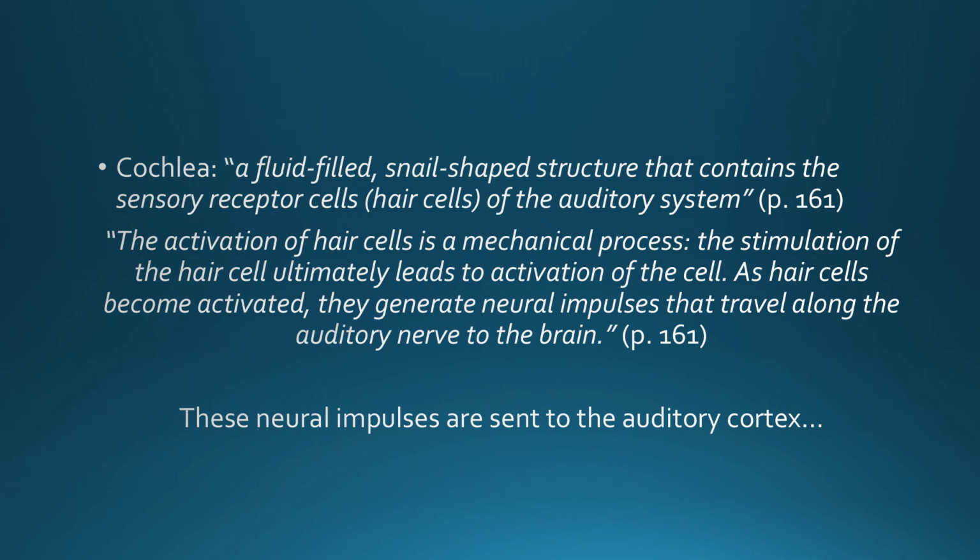The cochlea that we just mentioned is a fluid-filled, snail-shaped structure that contains the sensory receptor cells of the auditory system. The activation of these hair cells is a mechanical process. The stimulation of the hair cell ultimately leads to activation of the cell. As hair cells become activated, they then generate the neural impulses that go to the brain. And these neural impulses are sent to the auditory cortex, which we'll look at next.